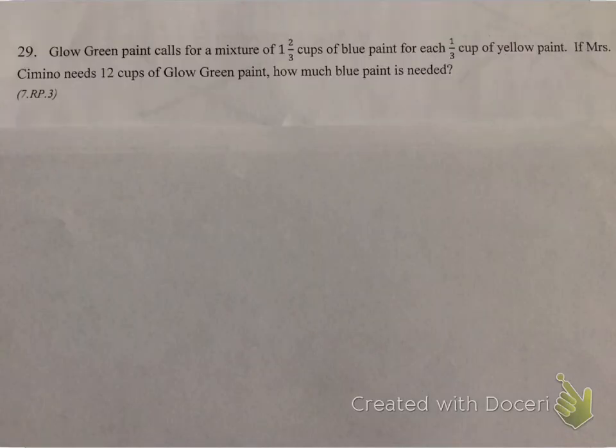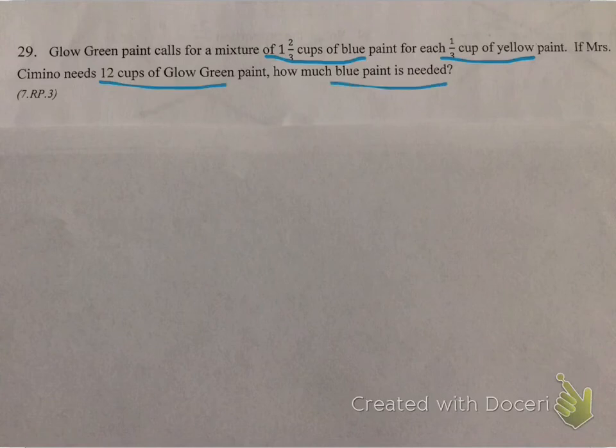29. This is a tricky question. Glow green paint calls for a mixture of 1 2/3 cup of blue paint and 1/3 cup of yellow. Okay, we're mixing paint here. Blue and yellow make green. So you mix the blue and the yellow and you're making this special color of green paint. Mrs. Semino needs 12 cups of the green paint. So she wants a total of 12 cups of green paint. How much blue paint is needed?